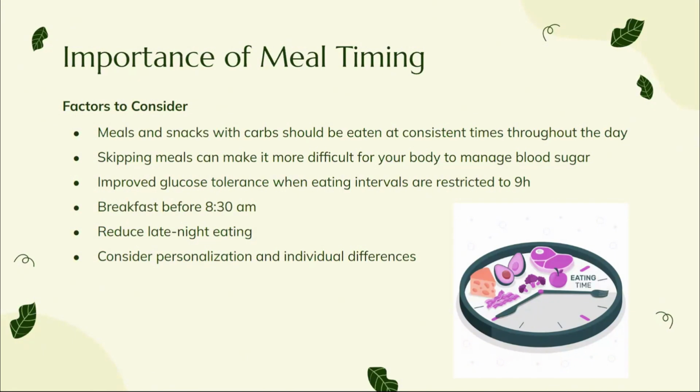It is also noted that improved glucose tolerance is seen when eating intervals are limited to within a 9-hour window. So breakfast, lunch, and dinner all occurring within 9 hours. And second to that, also breakfast being eaten before 8:30 a.m. and fewer cases of late night eating. But as always, these tips are just general guidelines, and it is always important to consider your own body when following and devising your own meal plan.